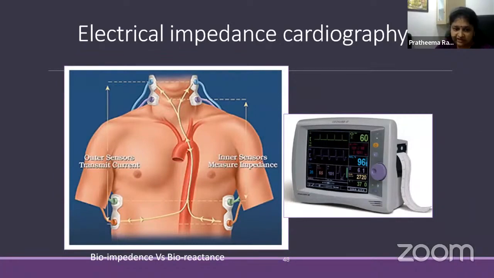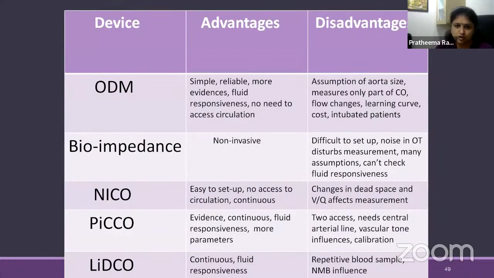So this is impedance versus bioreactance. It is not very sensitive. It is not widely used. It is just in the trial phase, so we just need to know about it. It is very difficult to set up, every small noise causes an issue, and it is not foolproof.